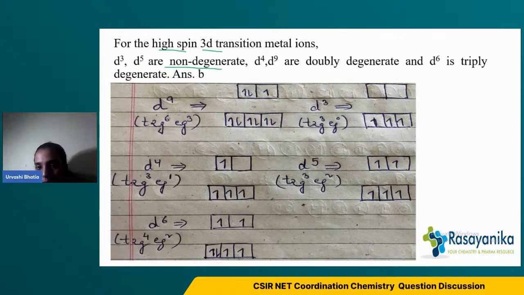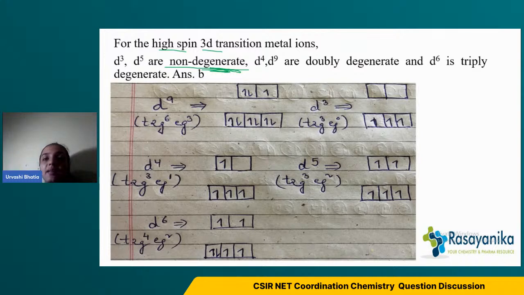t2g3, eg0. Here also, 3 electrons here, 2 electrons here. It is symmetrically filled. So they are non-degenerate. Okay? They are non-degenerate. Energy of all of them is different, right? Degenerate basically means having the same energy. Okay? So these are non-degenerate.